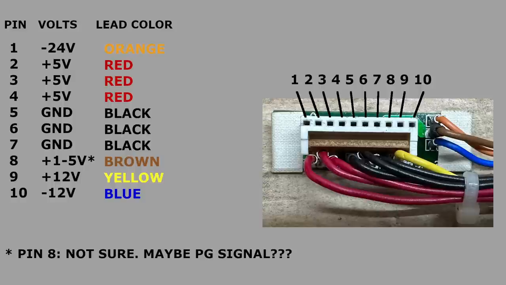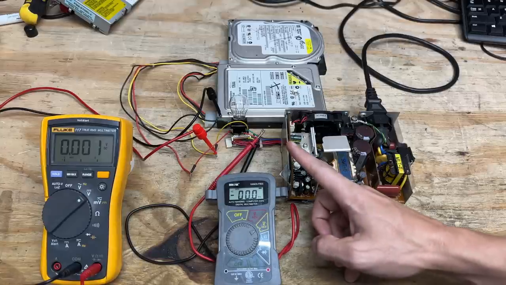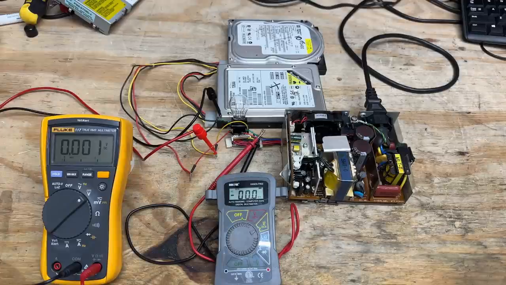Let's go ahead and load test this thing. The sacrificial hard drives aren't getting out of this one. I also added an automotive light bulb for extra load on the 5 volt rail. So let's see what that gets us.